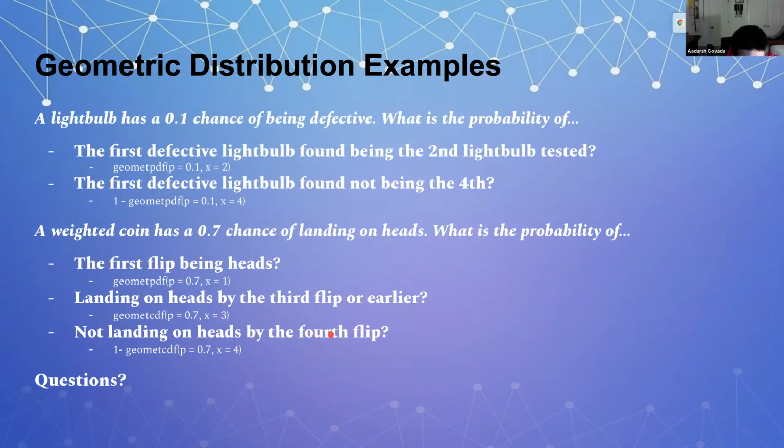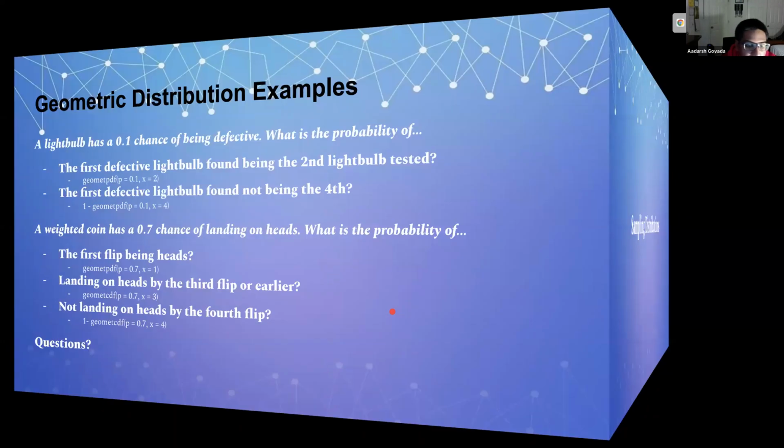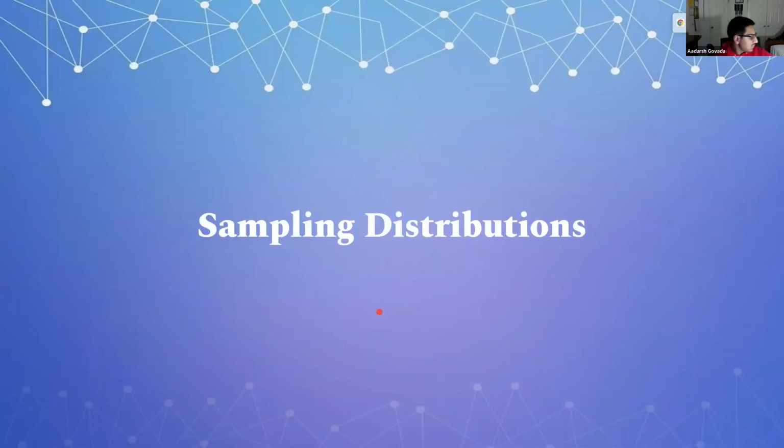And then we do 1 minus that to find the probability of not doing that, 0.0081. So because this weighted coin has such a high chance of landing on heads, we only have a 0.0081 probability of not landing on heads by the fourth flip.